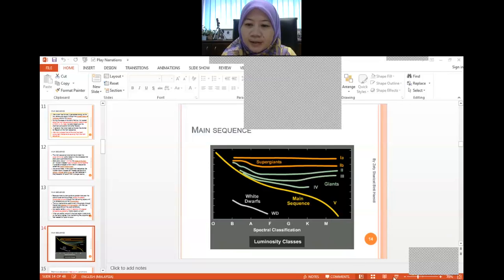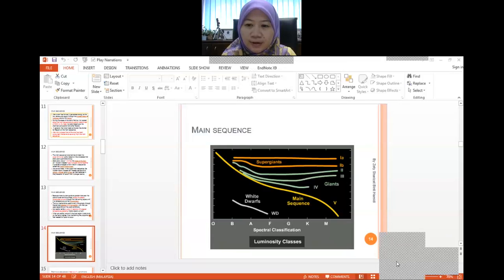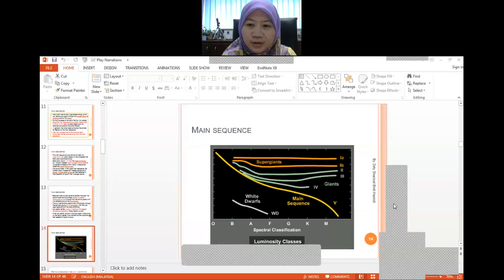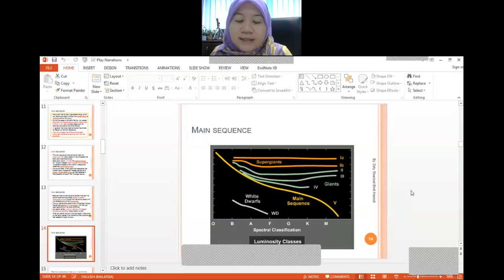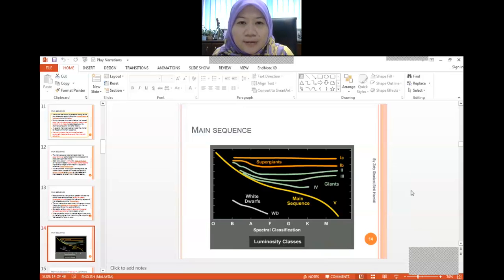Alright, so today we will continue our lecture. So far we have covered the stellar evolution up to the main sequence. When we talk about the main sequence, we know that inside the core of the stars it contains hydrogen. Then we move on to the next stage after the main sequence, which is the post main sequence.